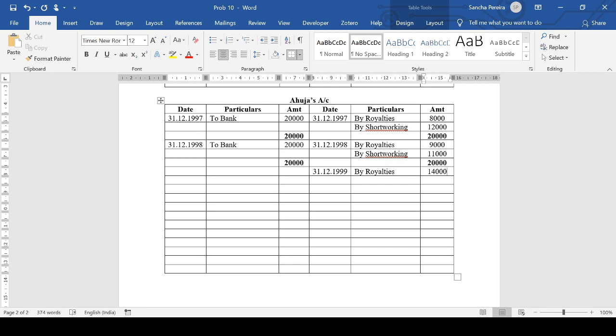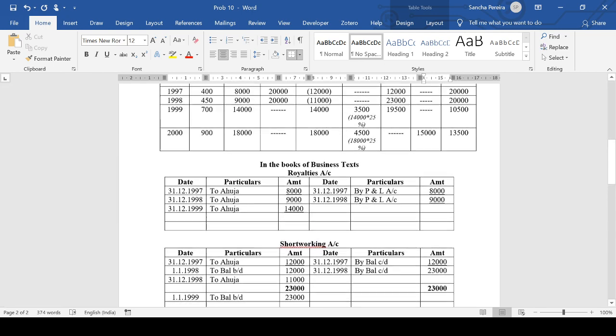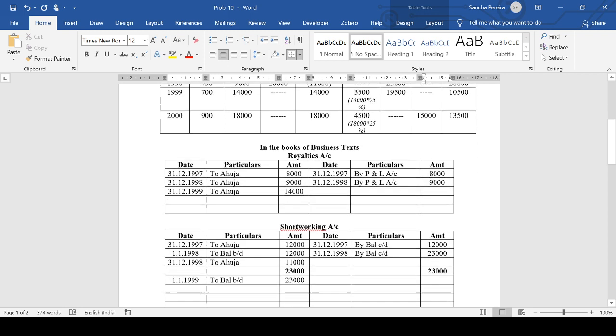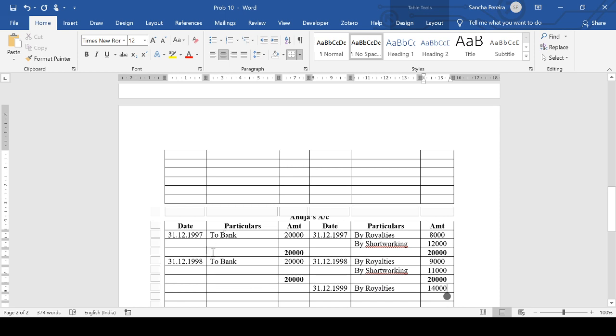Next is the payment. So it's landlord account to bank, and in case there's any short working recouped, to bank and to short working recoup. So we have a recoupment. So the entry will be landlord account to bank to short working. If nothing was there in this column, if it was a dash, it would have been just landlord account to bank. So Ahuja's account, 31st December 1999, to bank, and to short working. This is basically the short working that is recouped.